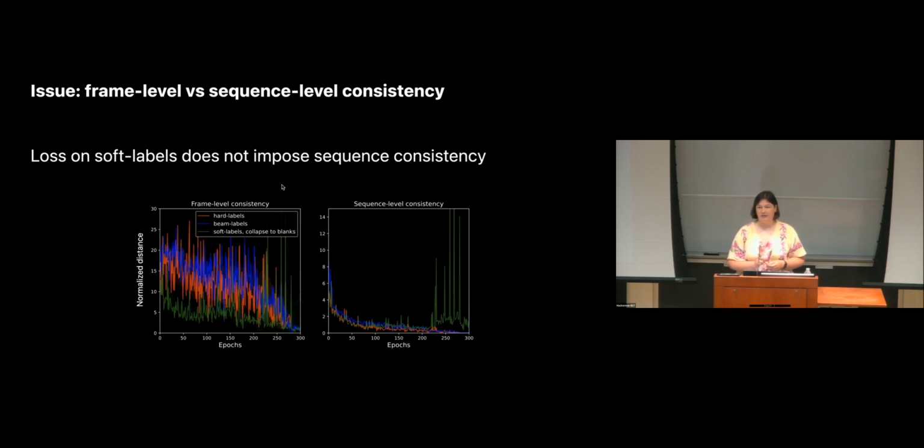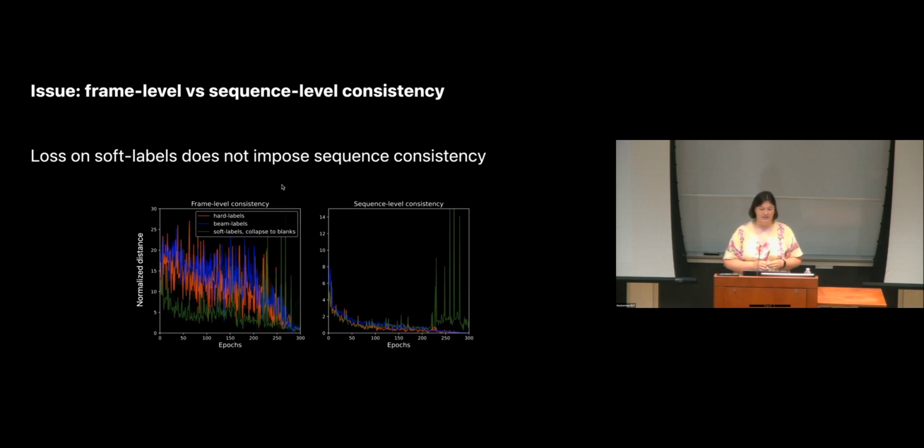Soft labeling and the losses on soft labeling impose frame level consistency. You see here that the plot on the left is lower than the other, which means the distances between the frames are closer, so it's smoother. But if you look at the sequence level consistency, the transcription which you actually produce, because you don't care about the probabilities of every frame, you're interested in how the letters or frames put together form the sequence, that's actually worse, and it breaks after some time of training.